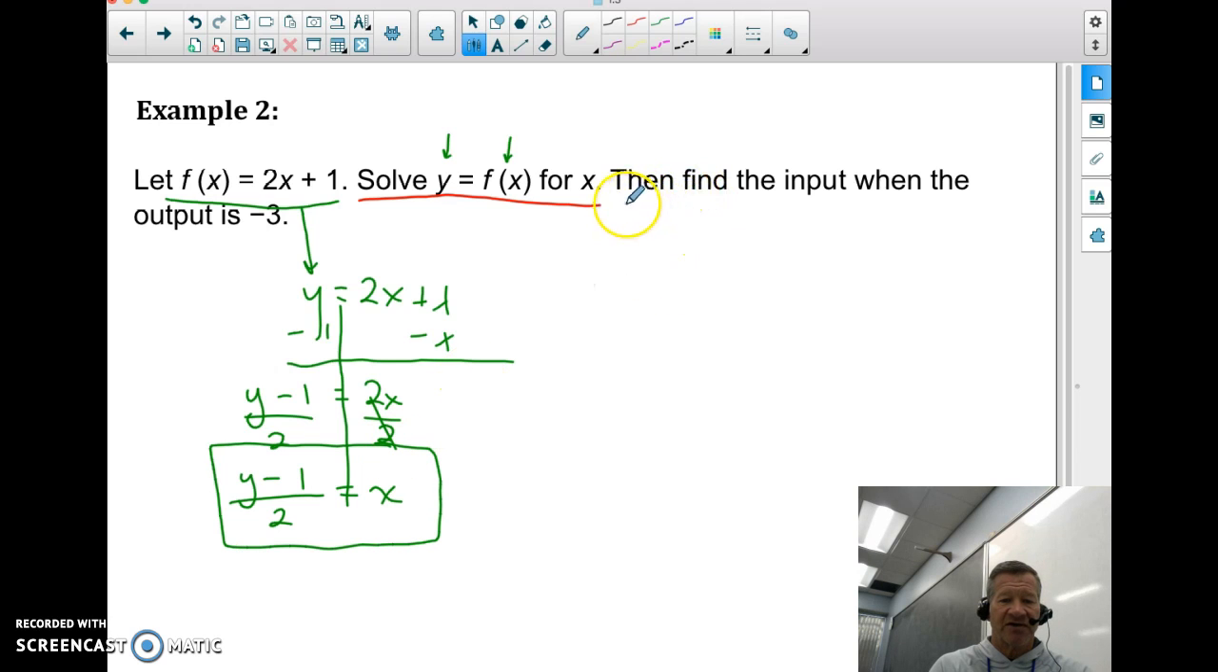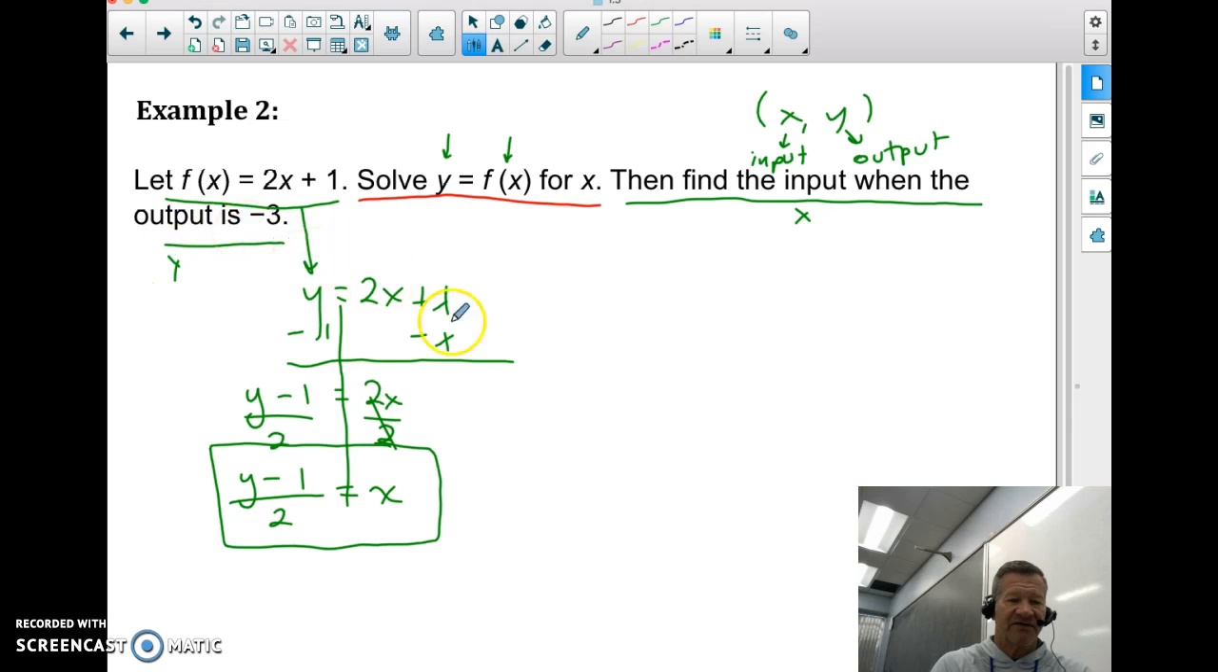Now the second part is find the input when the output is negative 3. Well, input is code for the x value. We know the x value is the input of a function. The y value is the output. So find the input, so in other words, find the x value when the output, the y value, is negative 3. So I'm going to take this equation now.